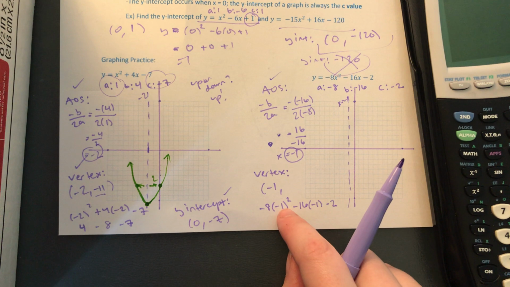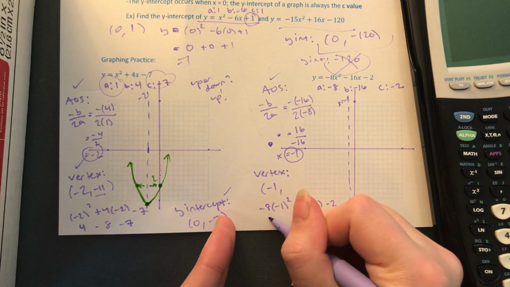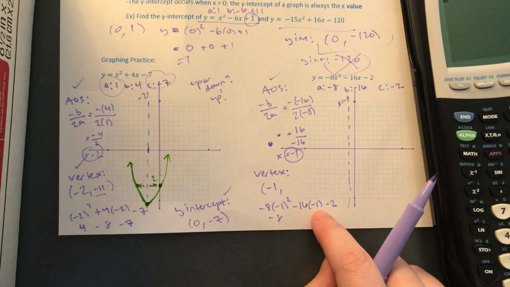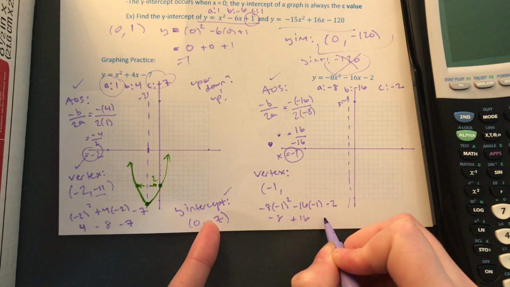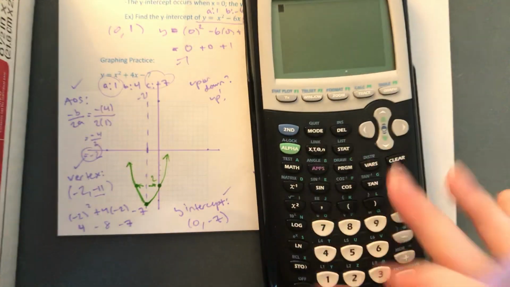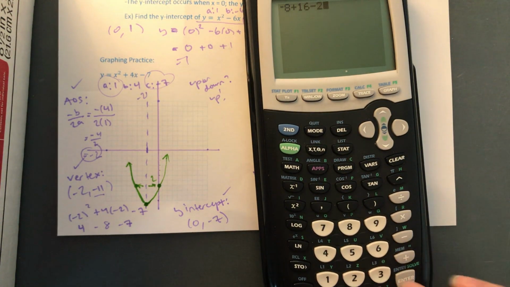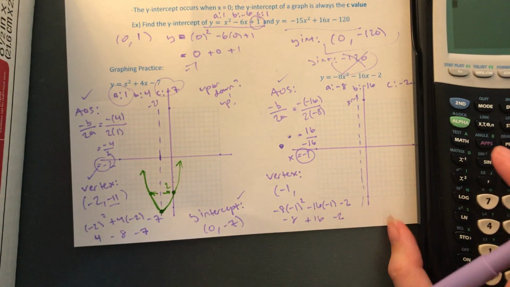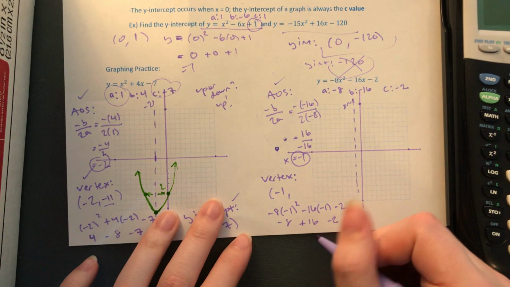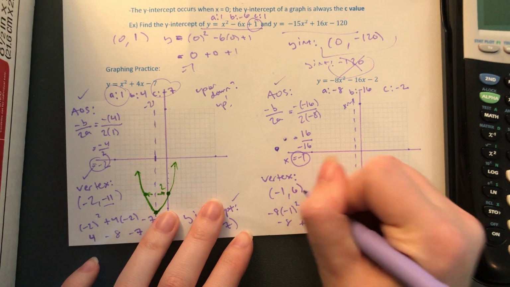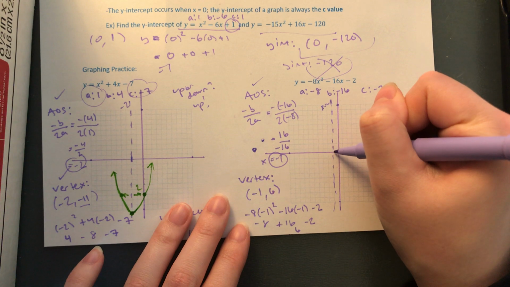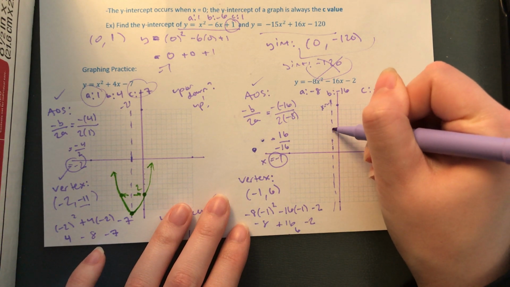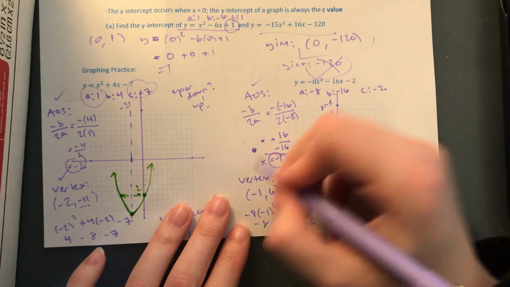-1 squared is 1. 1 times -8 is -8. Negative 16 times negative 1 is positive 16 minus 2. So negative 8 plus 16 minus 2 is 6. So your vertex is at negative 1, 6. Negative 1, 6. 1, 2, 3, 4, 5, 6. All right, so we've got our vertex done.